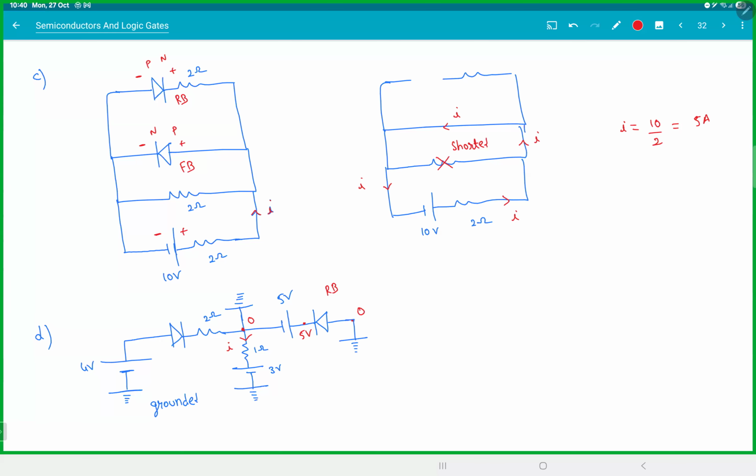Understand one thing, people. It's not about positive and negative voltage. For example, if I give something like this, let's say this is minus 10 volt and this is minus 20 volt. Is this in forward bias or reverse bias?